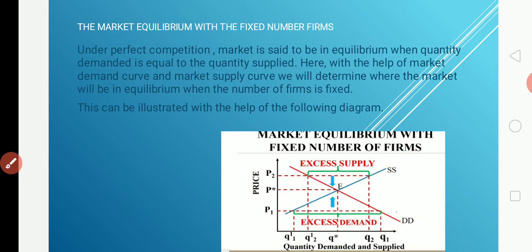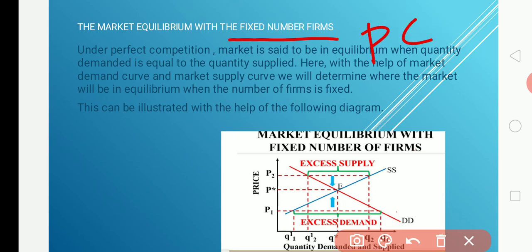Clear? Now, under the fixed number of firms, it means firms are fixed, only so many firms are there. For example, mobile companies: how many mobile companies are there, for fixed numbers. For example, 50 mobile companies or 30 mobile companies, for that we used to say fixed. So this is under the perfect competition situation.